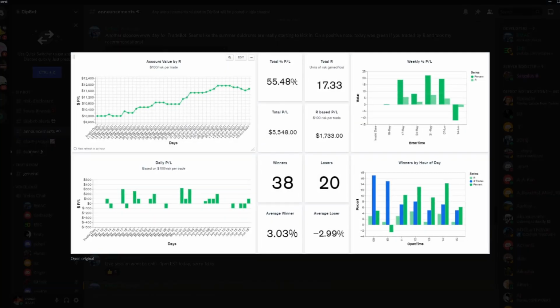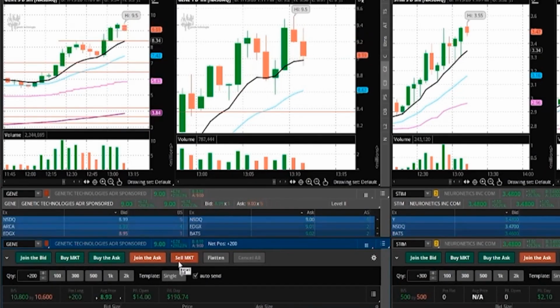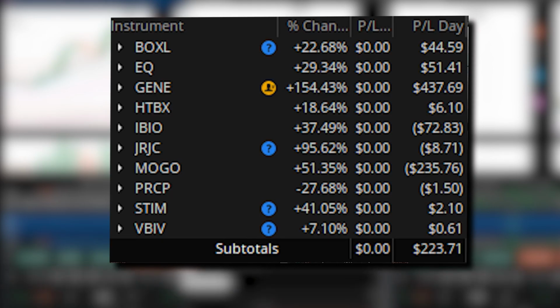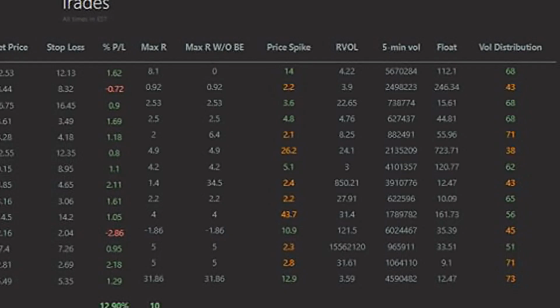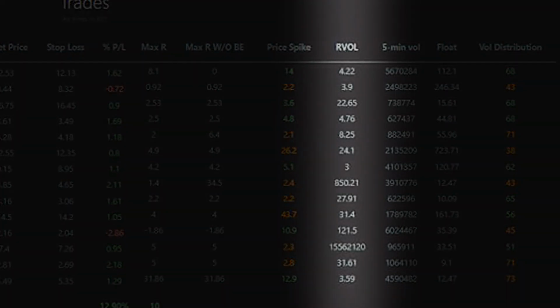So the first problem that we had to address when we began working on this project is which kind of stocks did we want to trade? And since both mine and the other developer's experience trading was on small cap stocks, we decided that we were going to filter for only small cap stocks with a lot of relative volume.